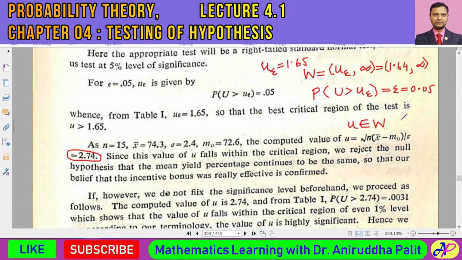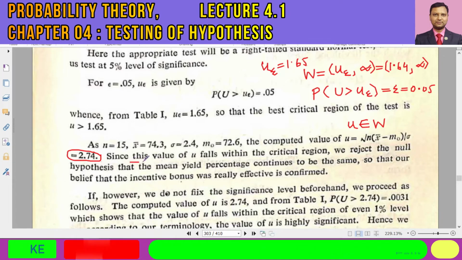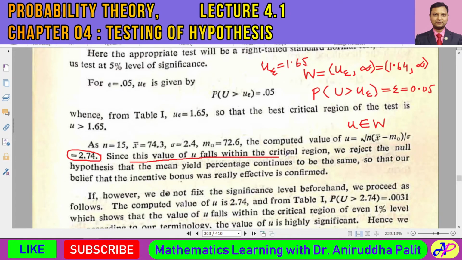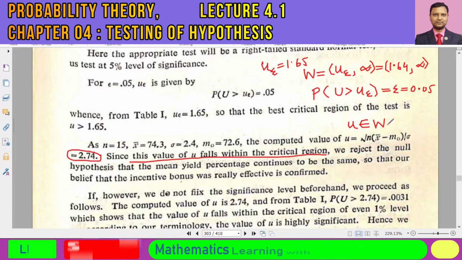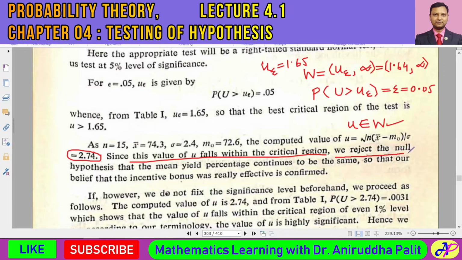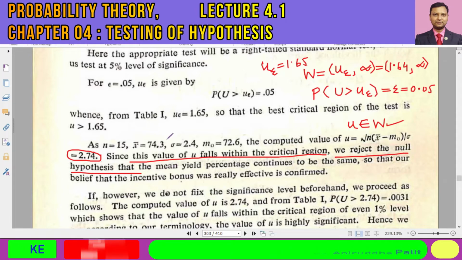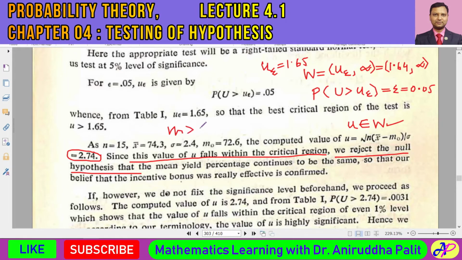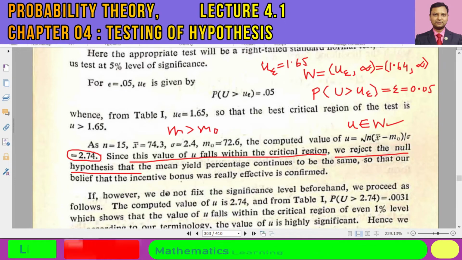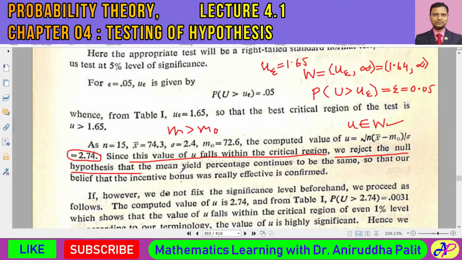accept the alternative hypothesis. You see over here it has been written, since this value of u falls within the critical region w, I am denoting this critical region as w, we reject the null hypothesis, and of course in that case we accept the alternative hypothesis. And what is the alternative hypothesis? The alternative hypothesis was m is greater than m0. So the alternative hypothesis should be true. That means yes, the mean value of the population has increased after giving proper incentive.